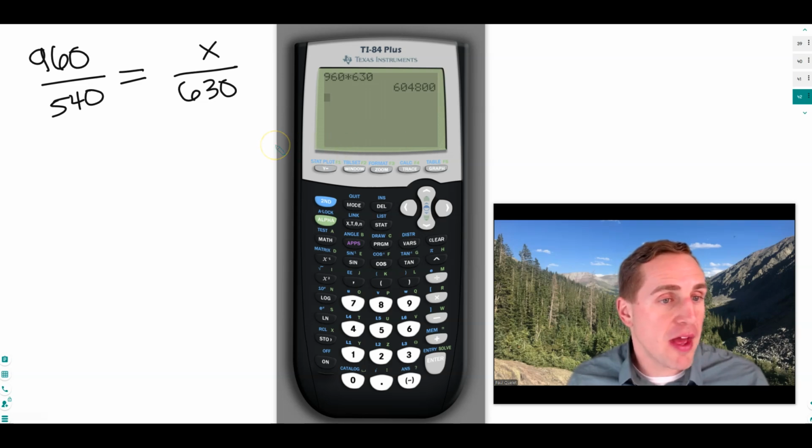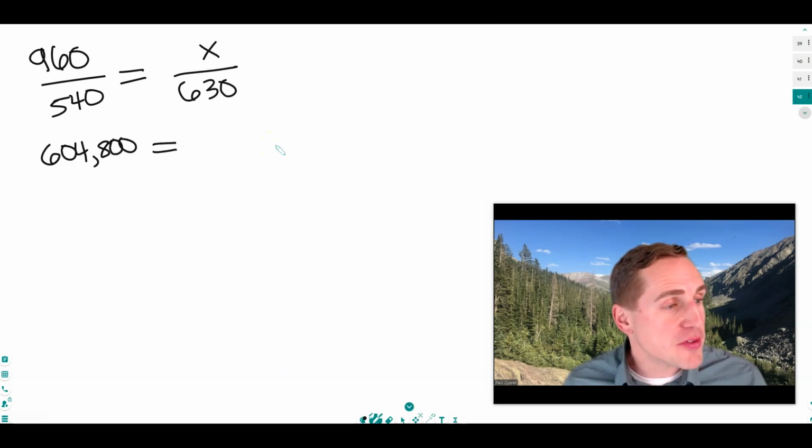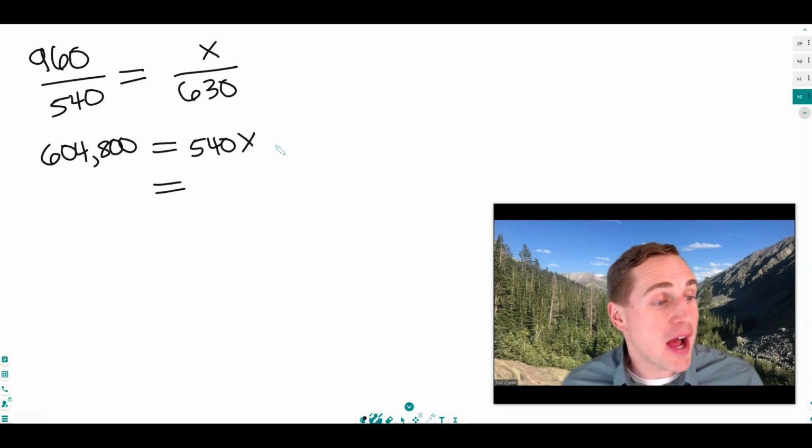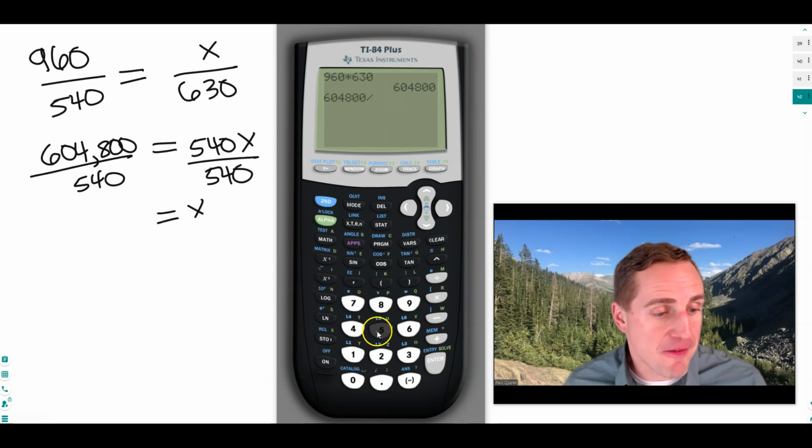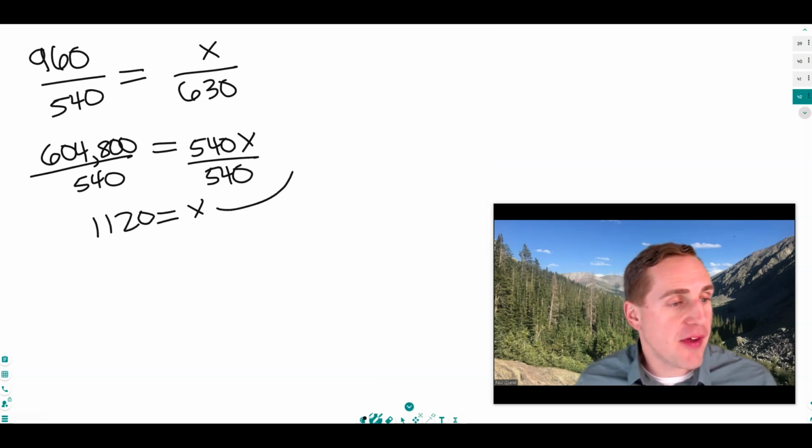So 604,800 is equal to 540x. Divide by 540, so divide by 540. So that's 1,120. Okay, so that's what this value is.